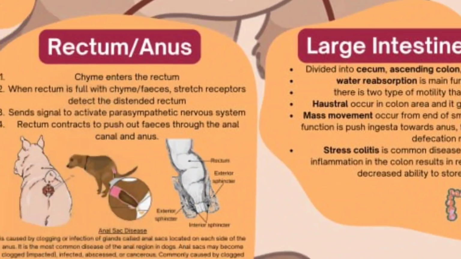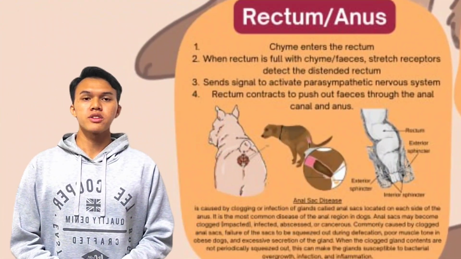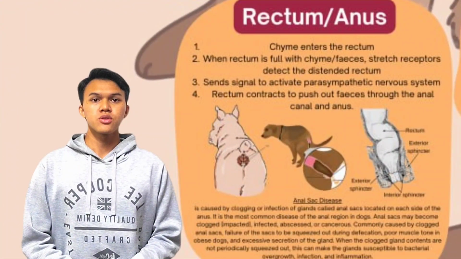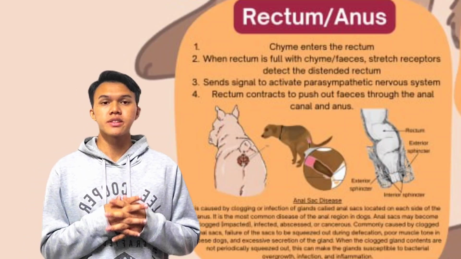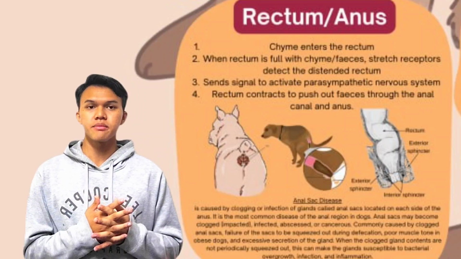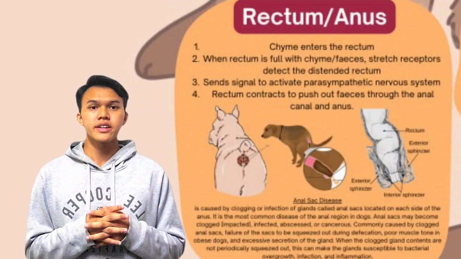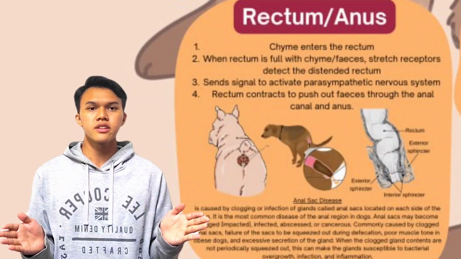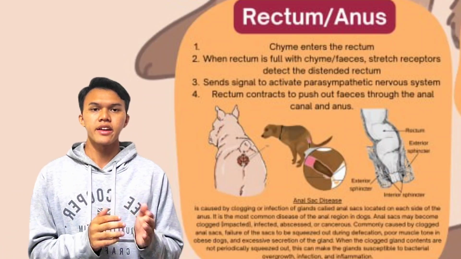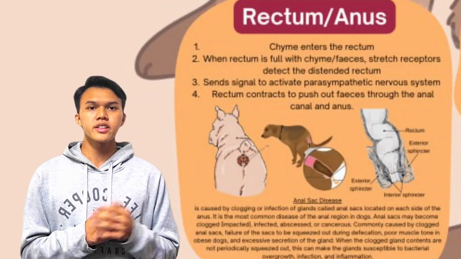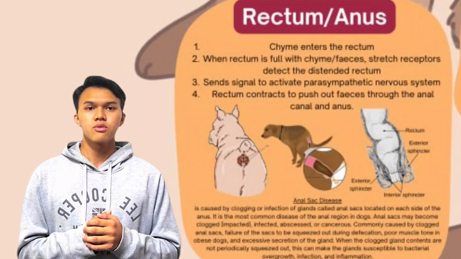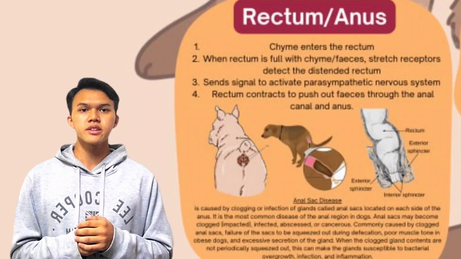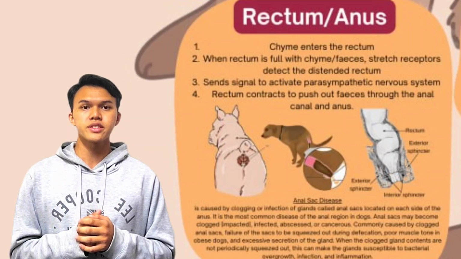Moving on to the last part of our digestive system, which is the rectum. The physiology of the rectum is simple. Chyme enters the rectum, and when the rectum is already full, the chyme will cause the stretch receptors to distend the rectum, and then a signal will be sent to activate the parasympathetic nervous system, which results in the rectum contracting in order to push out the feces through the anal canal and also the anus.